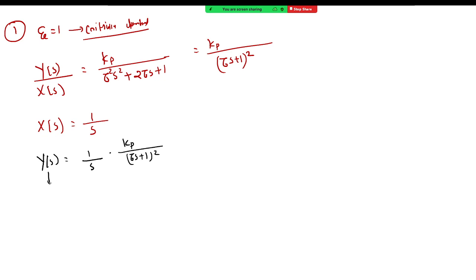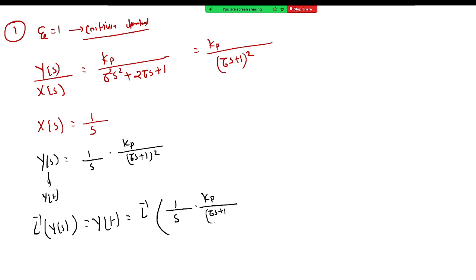So if I want to convert this one into y(t), I'll have to take the Laplace inverse. So the Laplace inverse of Y(s) equals y(t), that is equal to the Laplace inverse of 1 upon s into Kp upon (tau s plus 1) whole square. Fine. So now, how do we calculate the Laplace inverse of this particular thing?